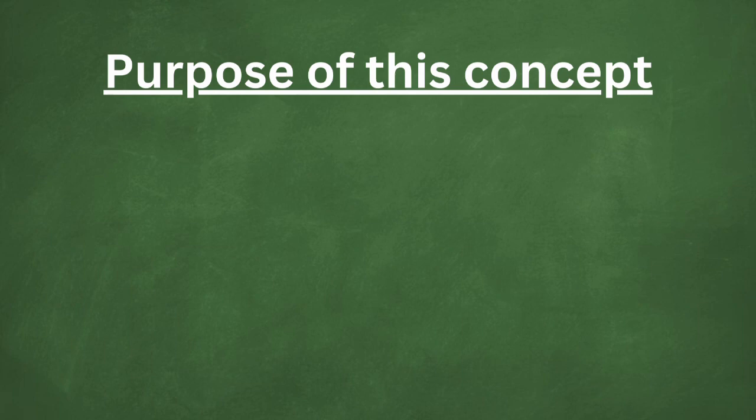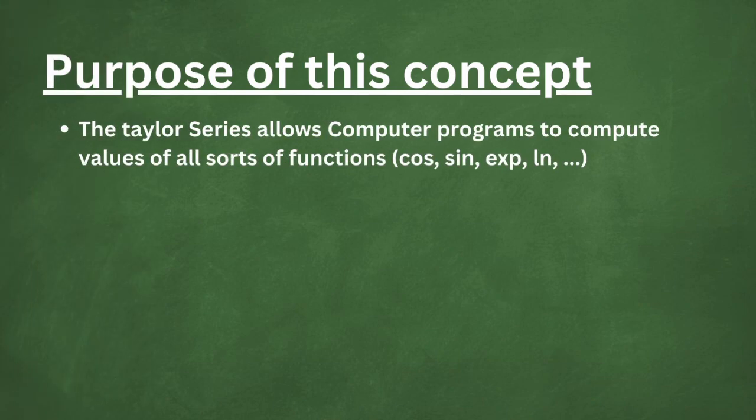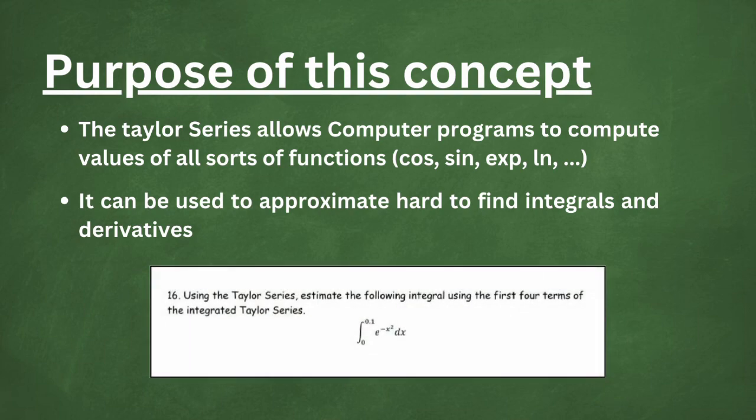Now, where can we use the Taylor series and where do we find it anyway? The Taylor series is actually very useful as it is used by computer programs to compute the value of all sorts of functions, as we saw previously with the cosine. It's also used to approximate the integral and derivative thanks to its polynomial form, because it's easier to integrate a polynomial than it is for other functions, for example ln and exponent and so on.